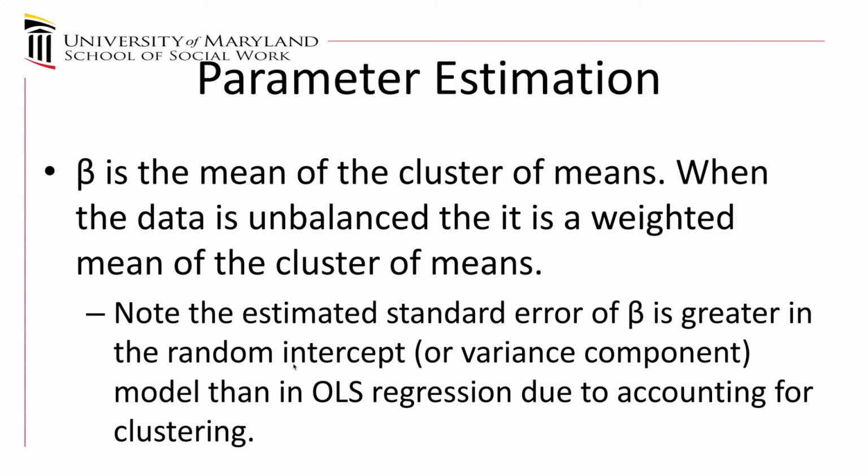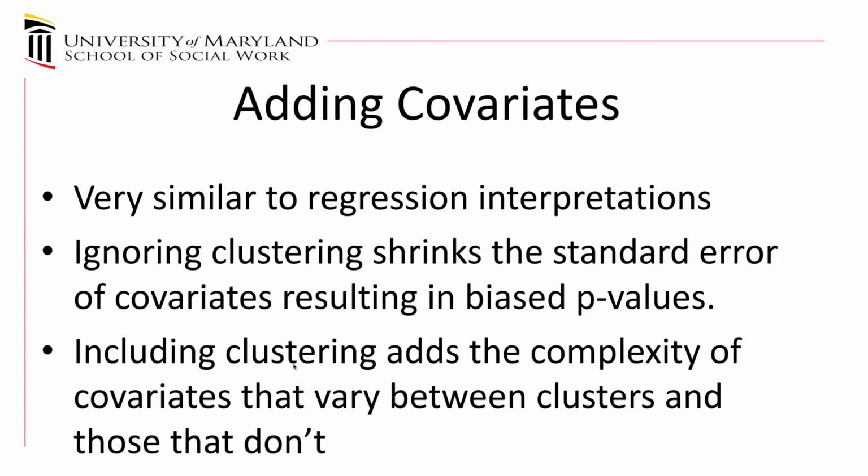So it's the mean of means, and in this context, note that the estimated standard error of beta is going to be greater in the random intercept or the variance components model than in OLS regression due to the accounting for the clustering. So in general, we increase our standard error a little bit of our beta because we've grabbed some of the information and put it into the mean as opposed to having each of the individual observations. But we think we get something of value out of that, which is why we're doing it.